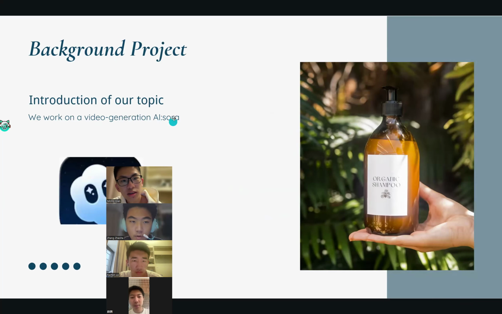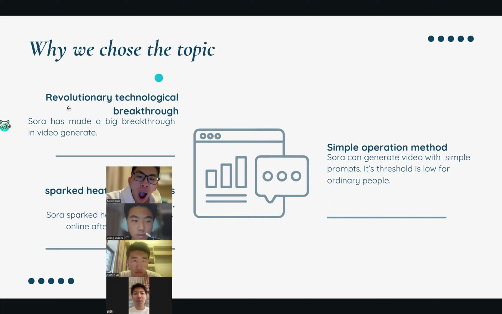So here is the project background. Our background is the introduction of our topic. We work on video generation AI, Sora. So why did we choose this topic? The first is the revolutionary technical breakthrough. Sora has made a great breakthrough in video generation.